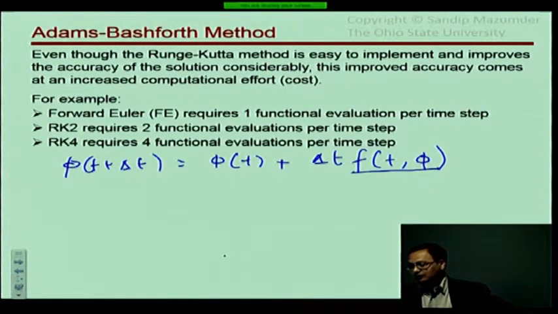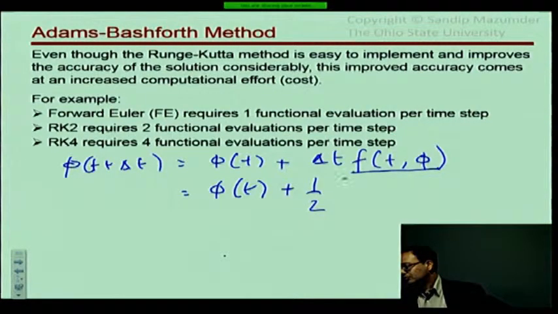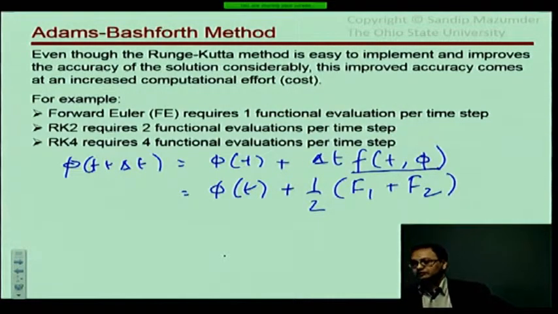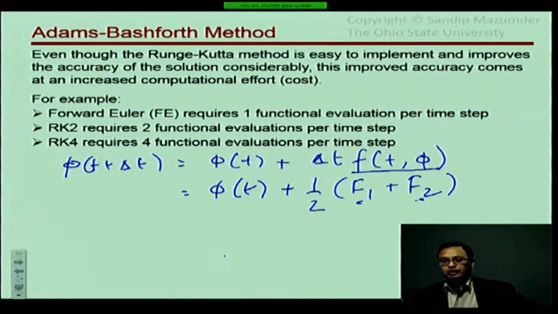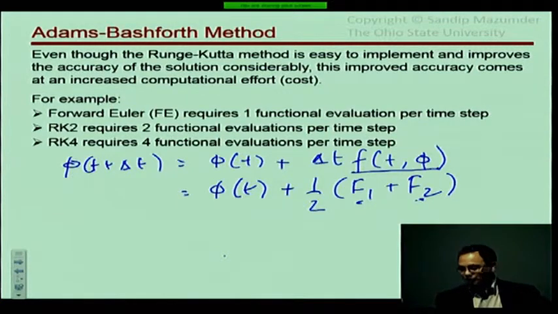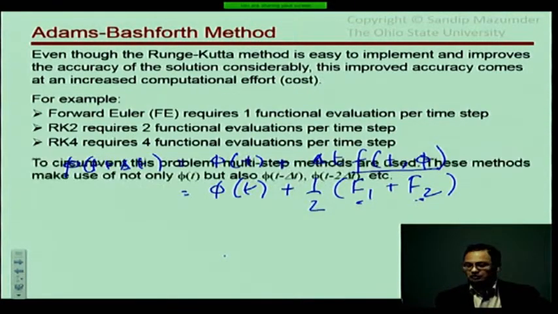Okay? You get to RK2, this becomes that. Okay? These are basically nothing but functional evaluations. So now you have two functions to evaluate. You get to RK4, you have 1/6 of f1 plus 2f2 plus 2f3 plus f4. Four functions to evaluate. Okay?